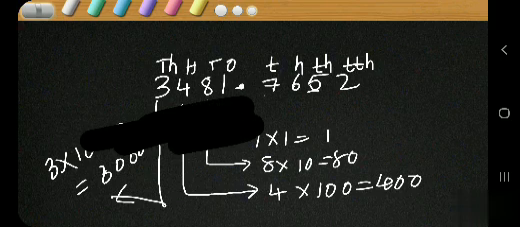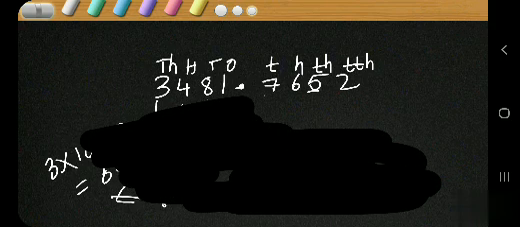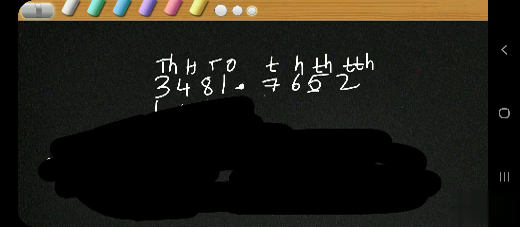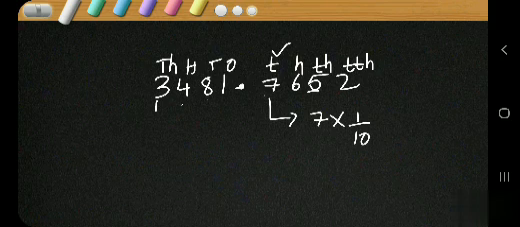Now let's discuss the place values of the digits after the decimal point. After the decimal point, which is the first digit? Yes, 7. And what is its place value? 7 is in which place? 7 is in tenths place. Tenths means what? Yes, 1 by 10. So 7 into 1 by 10 means 7 by 10. And what is the value of 7 by 10?